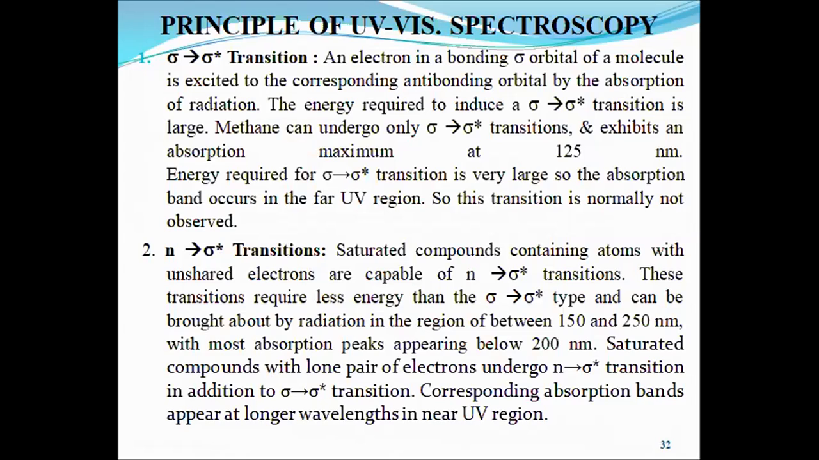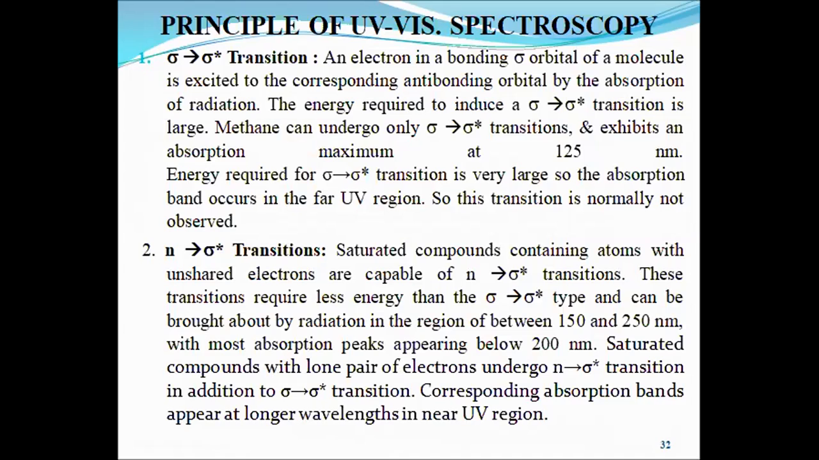The second type of transition is n to sigma star transition. This is a transition in which a non-bonding electron is excited to the sigma star antibonding, or the excited state, or the higher energy molecular orbital. They occur in compounds which contain a heteroatom, like oxygen, nitrogen, sulfur, halogens. For example, in the case of alcohols, ethers, alkyl halides, amines, aldehydes, and ketones.